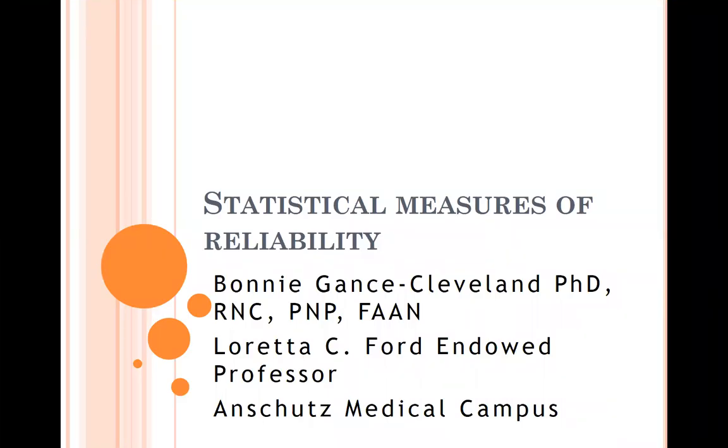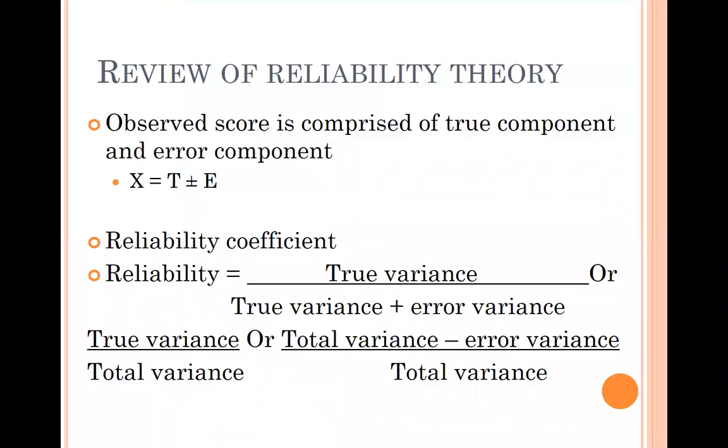So this presentation is going to be on the statistical measures we can use for establishing reliability. So let's start with reviewing the theory around reliability. And it's pretty simple. It's just the equation of an observed score is comprised of the true component plus or minus the error component.